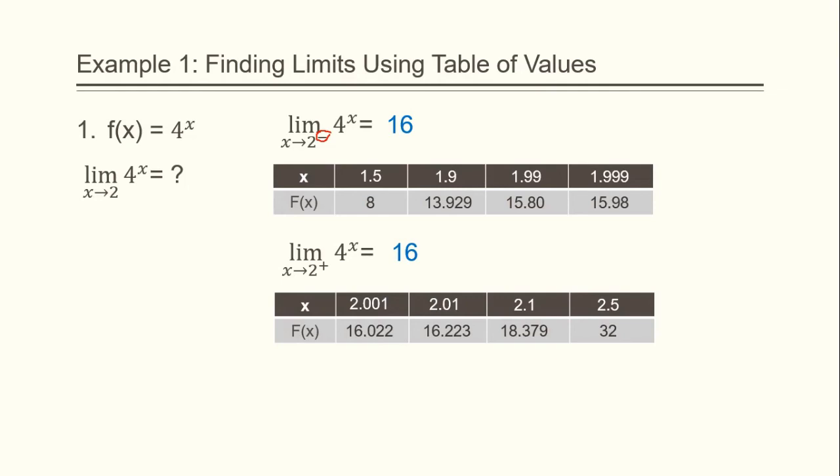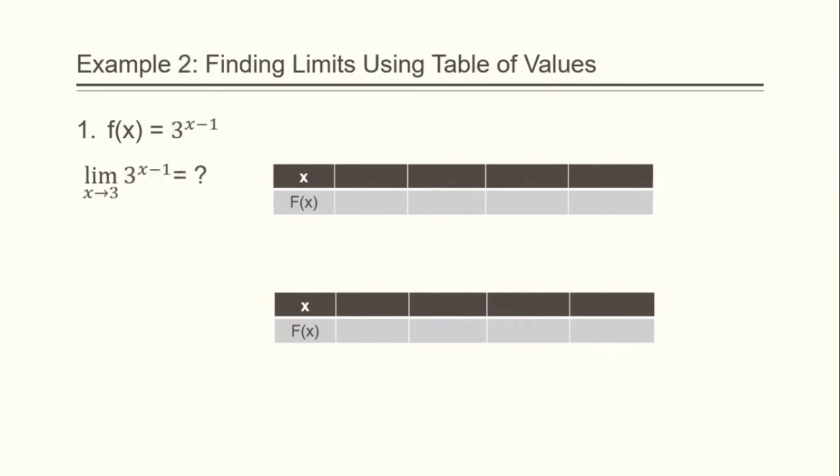Next example. Suppose we have to find the limit of 3 raised to x minus 1 as x approaches 3. We just have to repeat what we have done earlier. So the first value that I've used is 2.5, next is 2.9, 2.99, then 2.999, with a corresponding y output value of 5.196, 8.064, 8.902, and 8.990. From this data, we can say that the limit of the function 3 raised to x minus 1 as x approaches 3 from the left is 9.